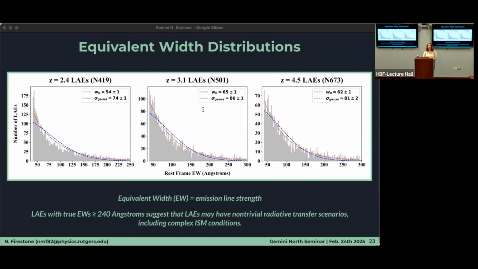But what this is telling us is that it's very possible that LAEs have non-trivial radiative transfer scenarios or experience really complicated conditions in the interstellar medium. Now, that's a very inconclusive conclusion, but I want you to keep it in your back pocket as we move forward in this talk, and we can discuss a little bit more what that might mean.